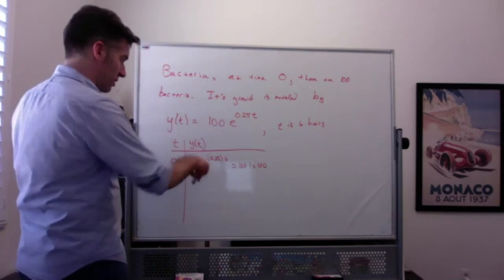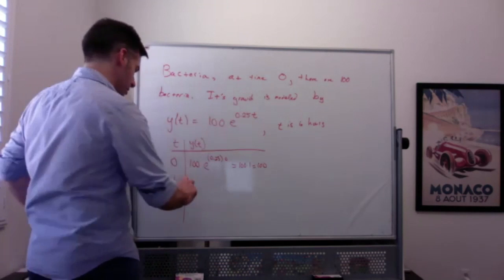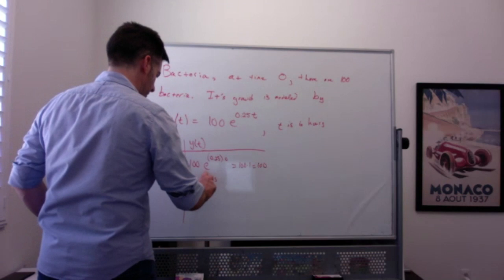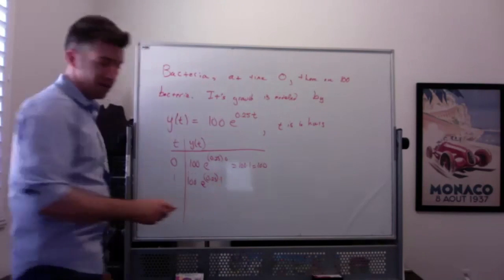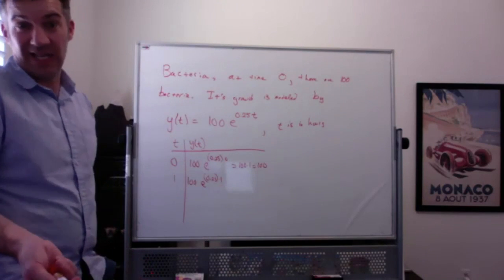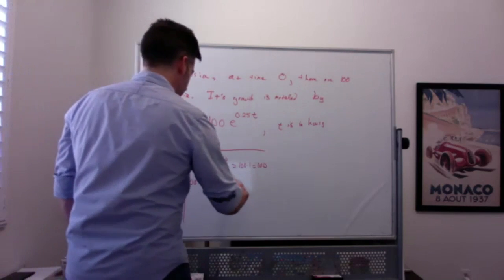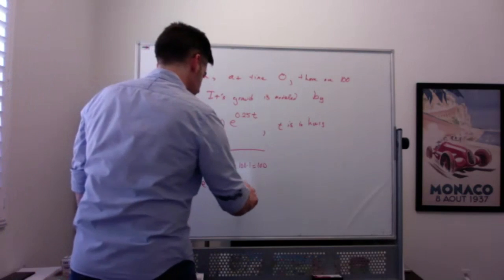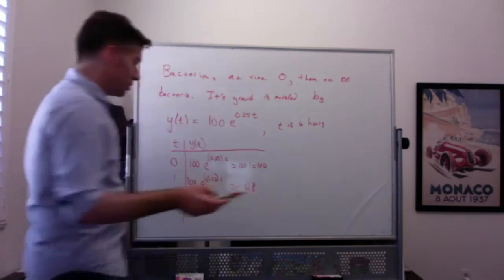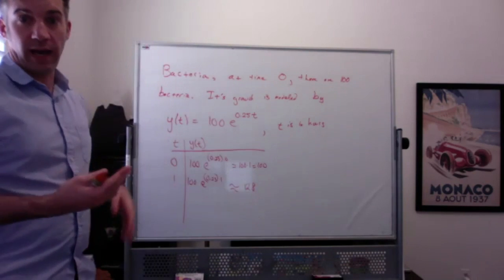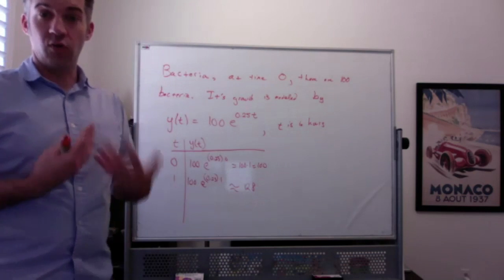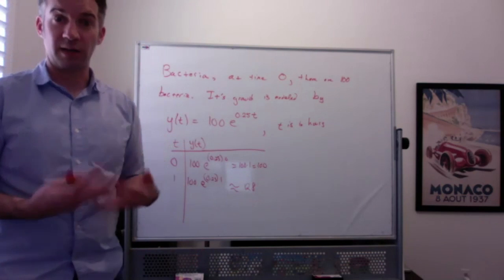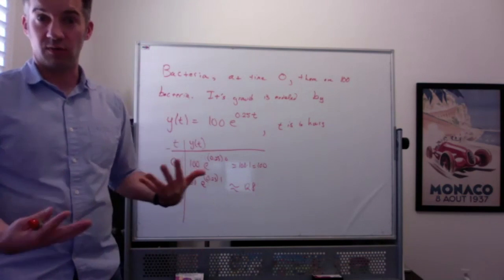So then, how about an hour later? Well, an hour later, we're just going to substitute in t equal to 1. So we're going to get 100 times e to the 0.25 times 1. That's 100 times e to the 0.25. I need the calculator for that. That's approximately 128. So in the first hour, we had an increase by 28 bacteria, right? So the rate of growth that first hour was 28 bacteria per hour. That's how fast we grew.